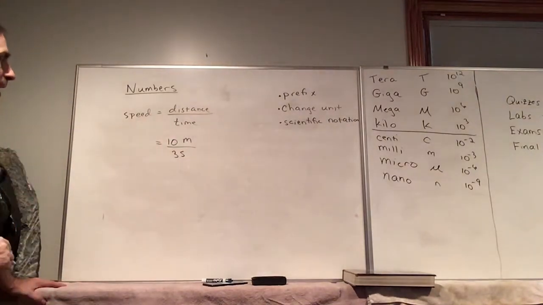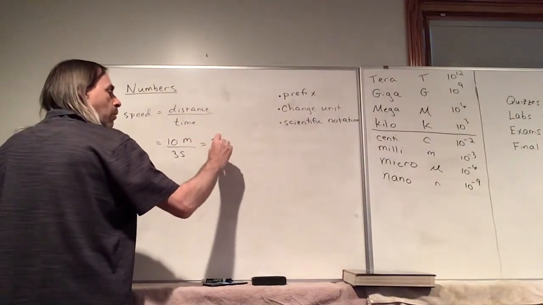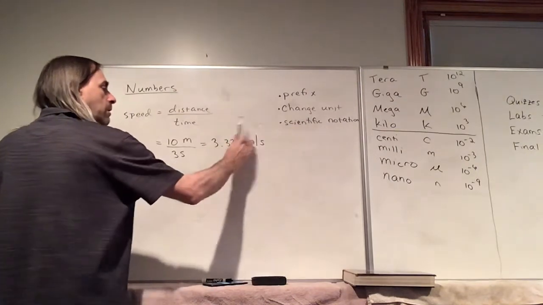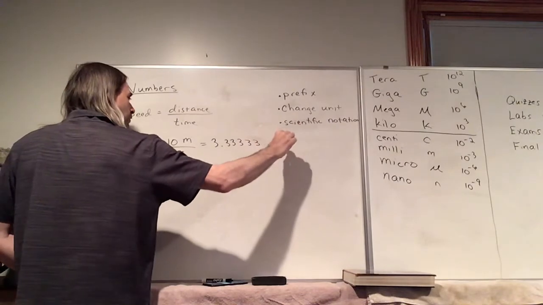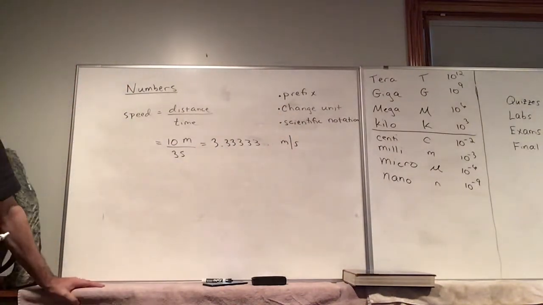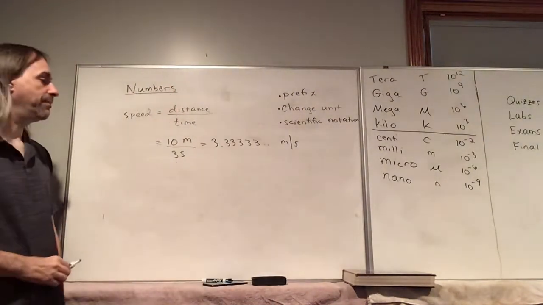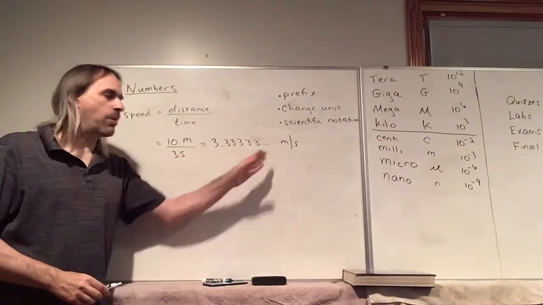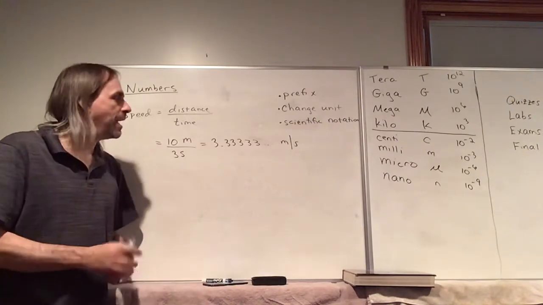So its speed is 10 meters over 3 seconds, which is 3.33, repeating of course, meters per second. So the question is, how fast is this object moving? Seems like we have the answer right here, but we wouldn't want to write this down because this is complete nonsense. Why is this nonsense?